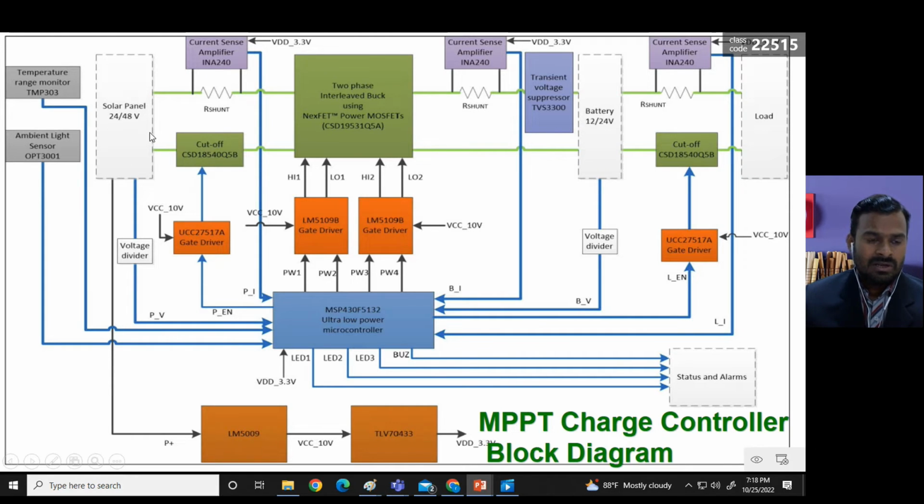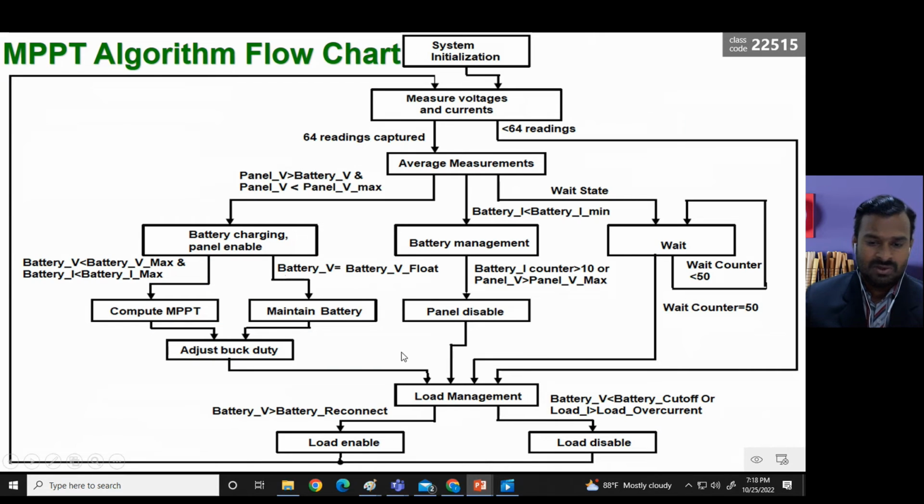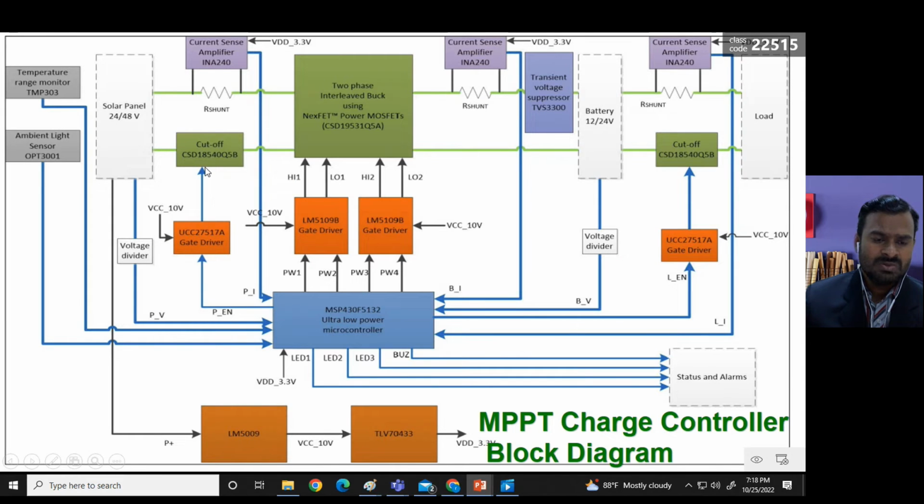If the solar panel is not able to give proper voltage and current readings, or if it is having very poor conditions, then these cutoff condition switches will switch off so that the panel will be isolated. So if you see here, panel isolation, panel disable. When this condition happens, this switch is going to be off, so that the panel will be disconnected from the buck converter.